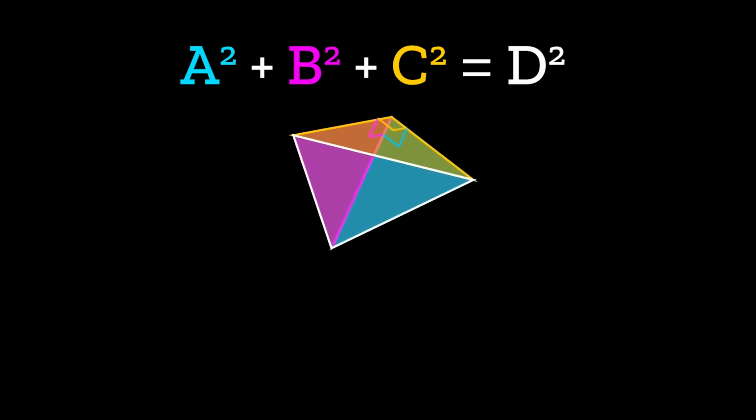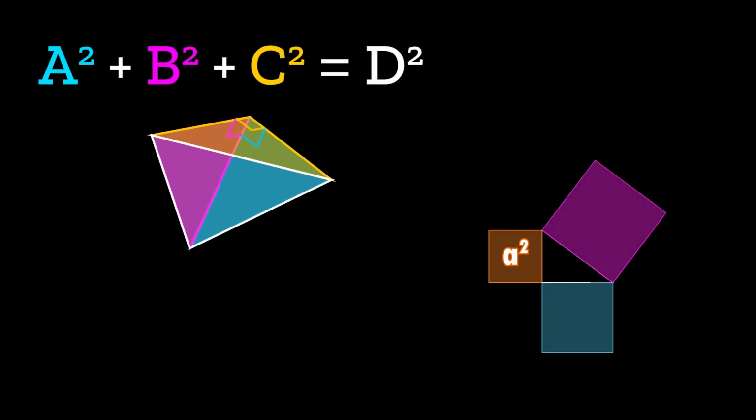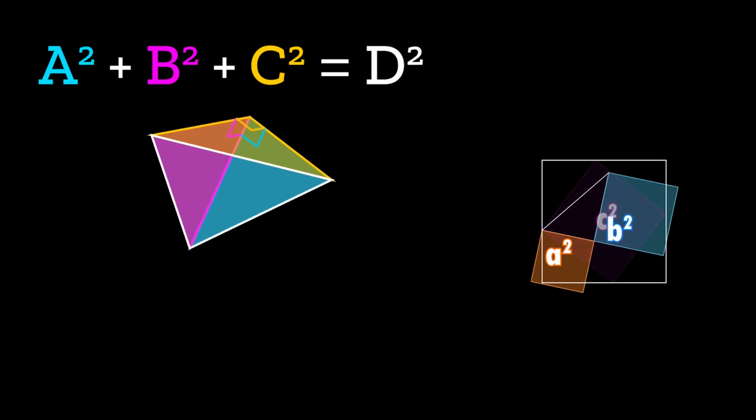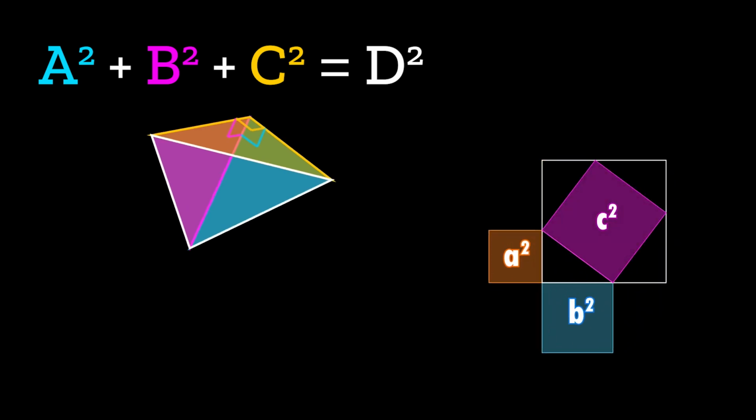A student showed me this question from a math competition paper, and I was very intrigued by it because it's so similar to the Pythagorean theorem, except that here instead of squaring lengths, we're actually squaring areas. So I couldn't see how any of the standard proofs of the Pythagorean theorem can apply to this problem.